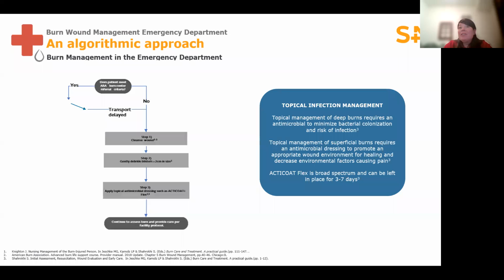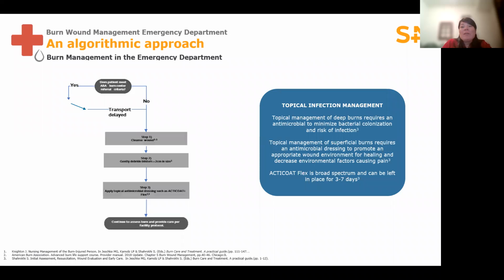Your next step would be to apply a topical antimicrobial dressing, such as Acticoat Flex 3. There is also an Acticoat Flex 7, but typically it's the Acticoat Flex 3 that is utilized most within burn injuries. And it's also very important to continue to assess the burn and provide care per your facility's protocol or any guidance from the burn center that you may be collaborating with.